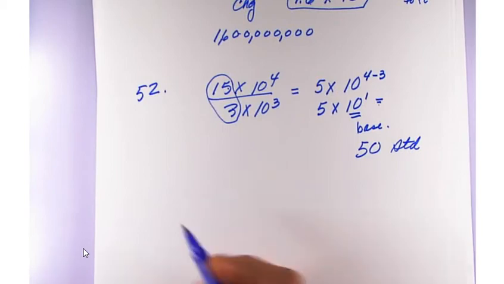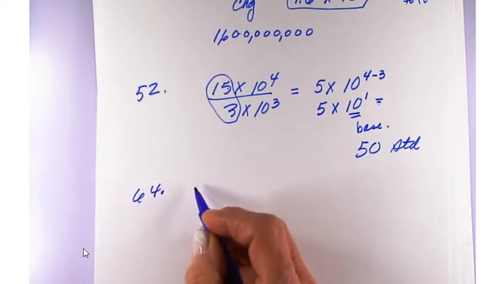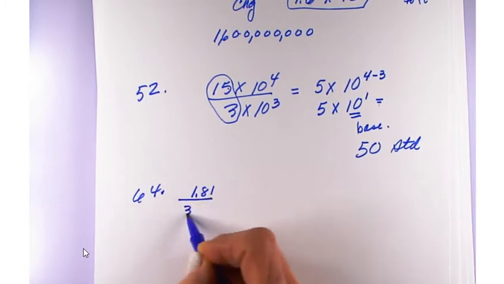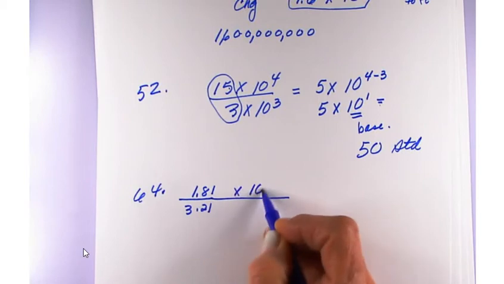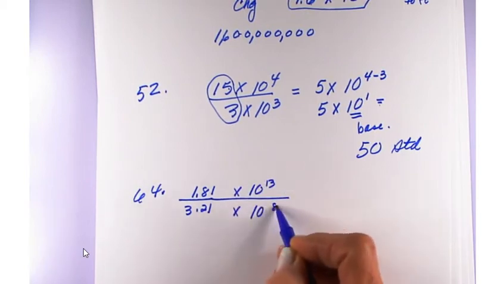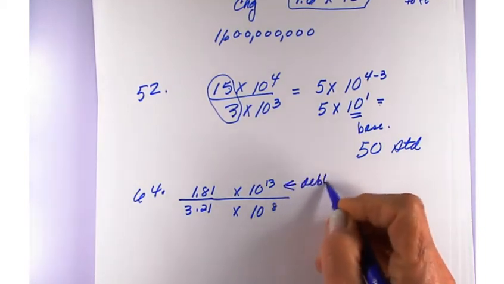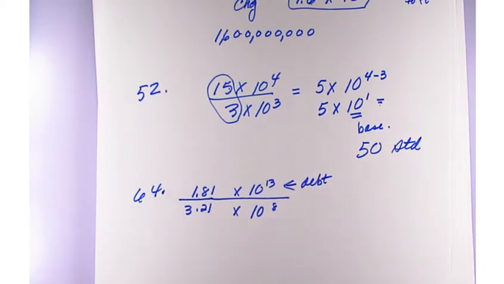And now 64 is a little bit harder, is that we have 1.81 over 3.21, and this is 10 to the 13, and this is 10 to the 8. So it's actually a word problem. I just can't see it. It says that Congress raised the debt limit to 1.8 times 10 to the 13. So this is the debt limit, so it's money to the nearest dollar. How much was this for every man, woman, and child, given we have 321 million in the population?